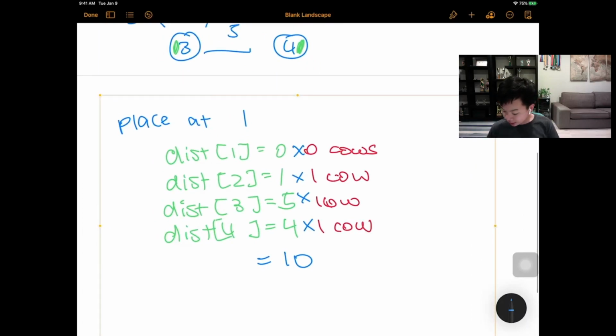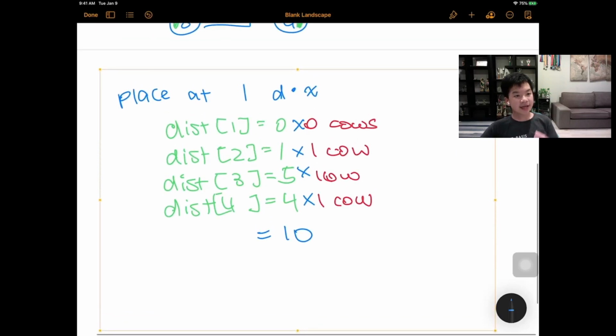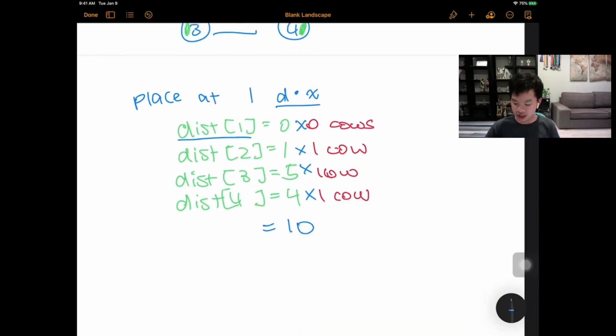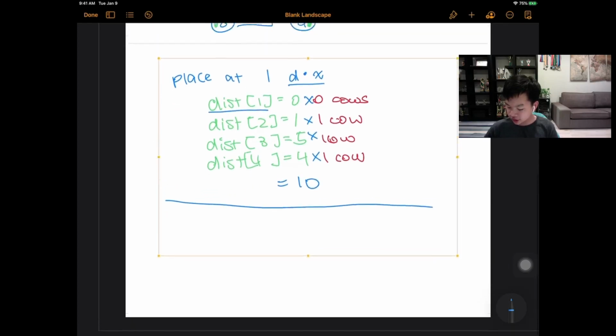Basically, let's call this D and let's call this X. So if we have X cows, then it means that we have X cows going from this specific pasture to pasture 1 in this case. And since all cows would want to take the shortest path, which is described by our distance over here, if we multiply these together, we would get the total distance covered by each cow. Okay, so now that's just placing the sugar cube at 1.